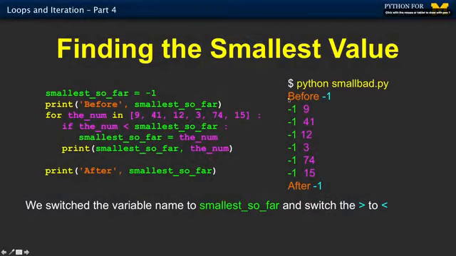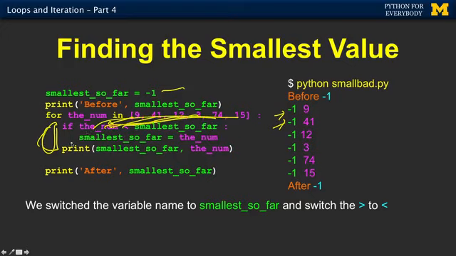So, we start out, smallest so far is -1. We come in with 9. Is 9 less than -1? No, it is not. So we skip. So the smallest we've seen so far is -1. We go back up. Is 41 less than -1? No, it is not. So we skip. So the smallest so far is -1. 12? No. 3 is not smaller than -1. 74 is not smaller than -1. 15 is not smaller than -1. So out we come, and the smallest we've seen so far is -1.